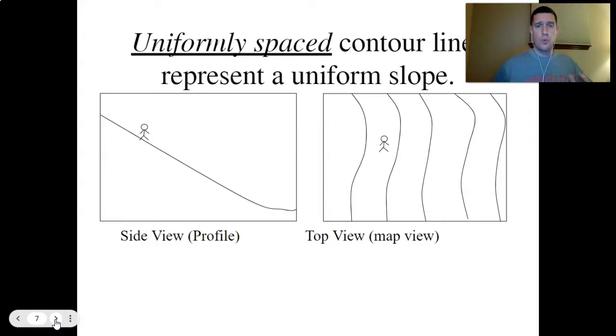In order to be safe, you want to try to find where those lines are spread apart as much as possible, because you're going to be finding that the elevation that you're walking is going to be nice and gradual and uniform. So lines that are spaced out farther apart and uniformly spaced, evenly spaced, that indicates a uniform slope. So this person right here, from above looking down, is experiencing a more gentle slope.